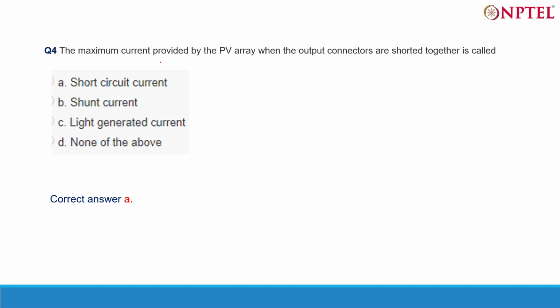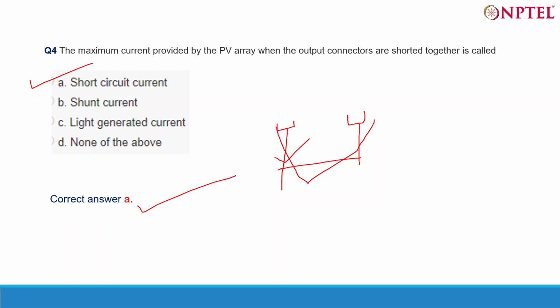The maximum current provided by a PV array when the output connectors are shorted together is called. So when the output connectors are shorted, like if we have two output connectors, let's say this is the point, this is the point. So we have two connectors, and these two are shorted by joining them, touching them with each other. So what happens is that a short circuit current will flow through it. So it's basically the short circuit current. So the correct answer is option A.